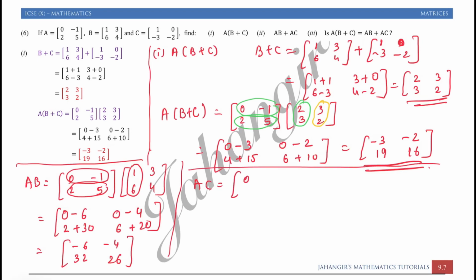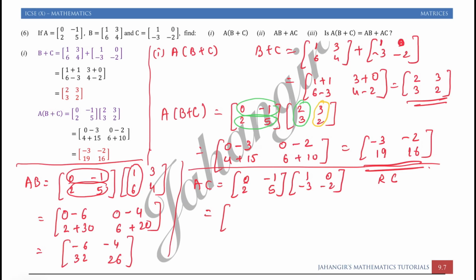A is [0, 2; -1, 5]. C is [1, -3; 0, -2]. So multiplying first row, first column: row, column, row, column. You have to remember row, column. Always the first matrix you have to multiply using row and the second matrix using column.